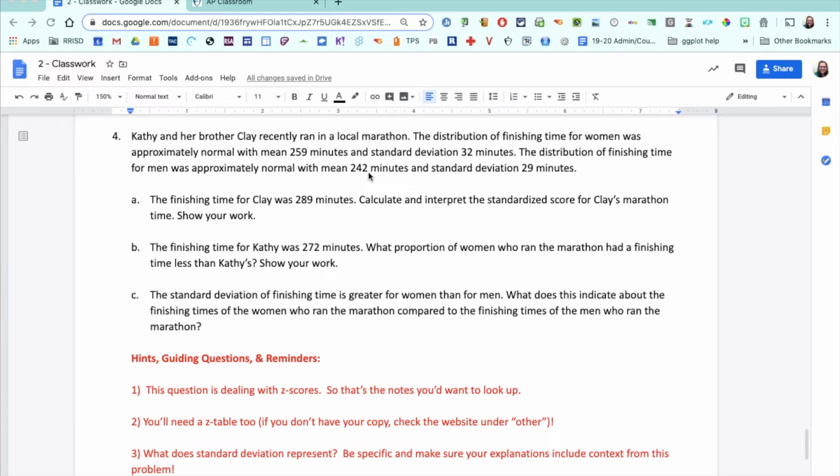So this is dealing with just that basic idea of normal distribution and how we find basic probabilities from it. It says the distribution of finishing times for women was approximately normal with 259 mean and 32 standard deviation. For men, the mean was 242 and the standard deviation was 29. The finishing time for Clay was 289 minutes. Calculate and interpret his z-score. It says standardized score. You have to know that that means z-score.